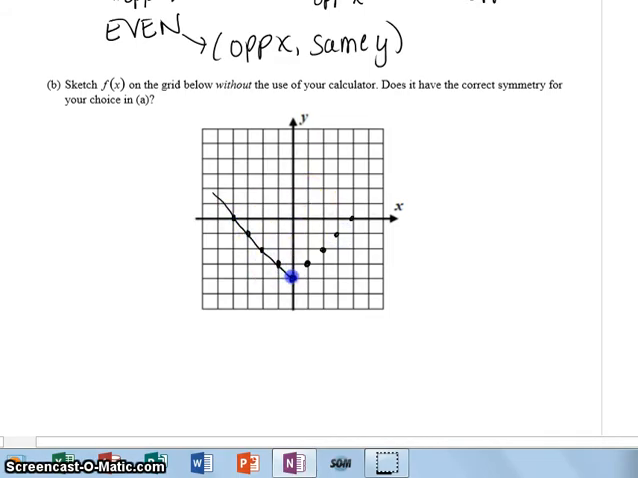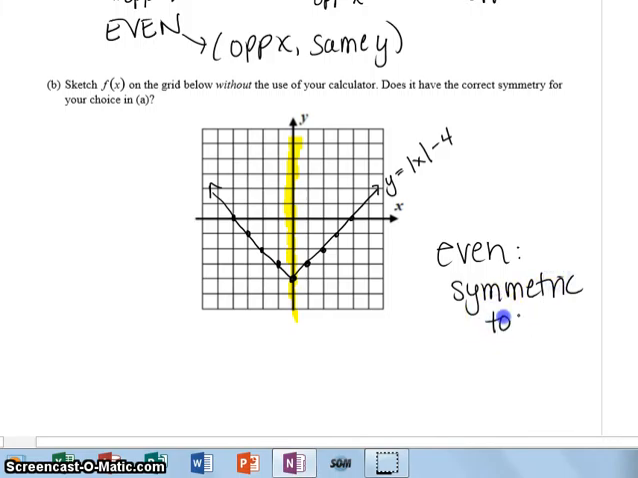Now, remember, in order for this to be an even graph, it would have to look like a reflection over the y-axis. And it is. Because the y-axis acts as the line of symmetry. So I know it's even because it says, does it have the correct symmetry for your choice in A? Yes. Remember, in A I said it was even. And if it's even, it is symmetric to the y-axis. And it is. Okay?